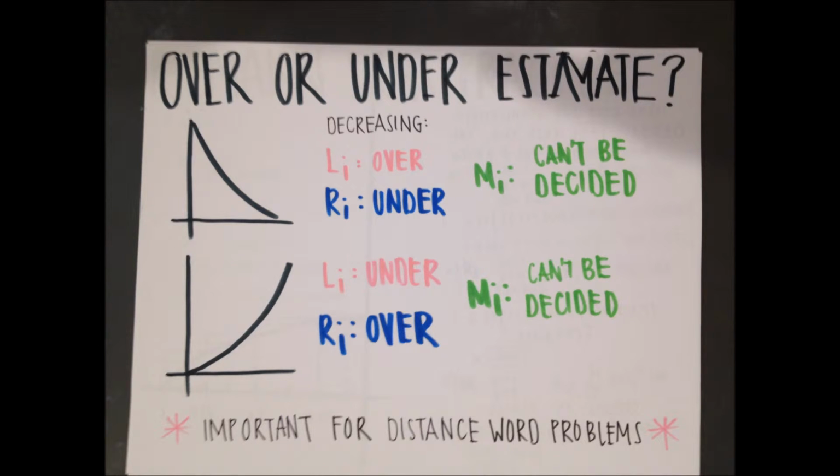One question that pertains to solving the area under the curve, especially when using Riemann sums, is whether the area is an over or underestimate. If the function is decreasing, left-hand approximations are overestimates and right-hand approximations are underestimates. If the function is increasing, left-hand approximations are underestimates and right-hand approximations are overestimates. Midpoint approximations are still estimates but can be decided as over or underestimates for both decreasing and increasing functions. And these concepts are especially important for word problems.